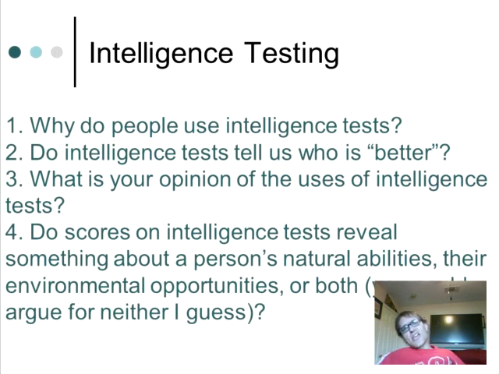So, do intelligence tests reveal something about a person's natural abilities? That's what the APGAR test results would imply. Their environmental opportunities? Very much so. Clearly, children that grow up in rich homes have benefits that children that grow up in poor homes just don't have. Is it a combination of both? Chances are both is probably the most logical answer. It's up to you to write about perhaps how much of each of these influences there are.